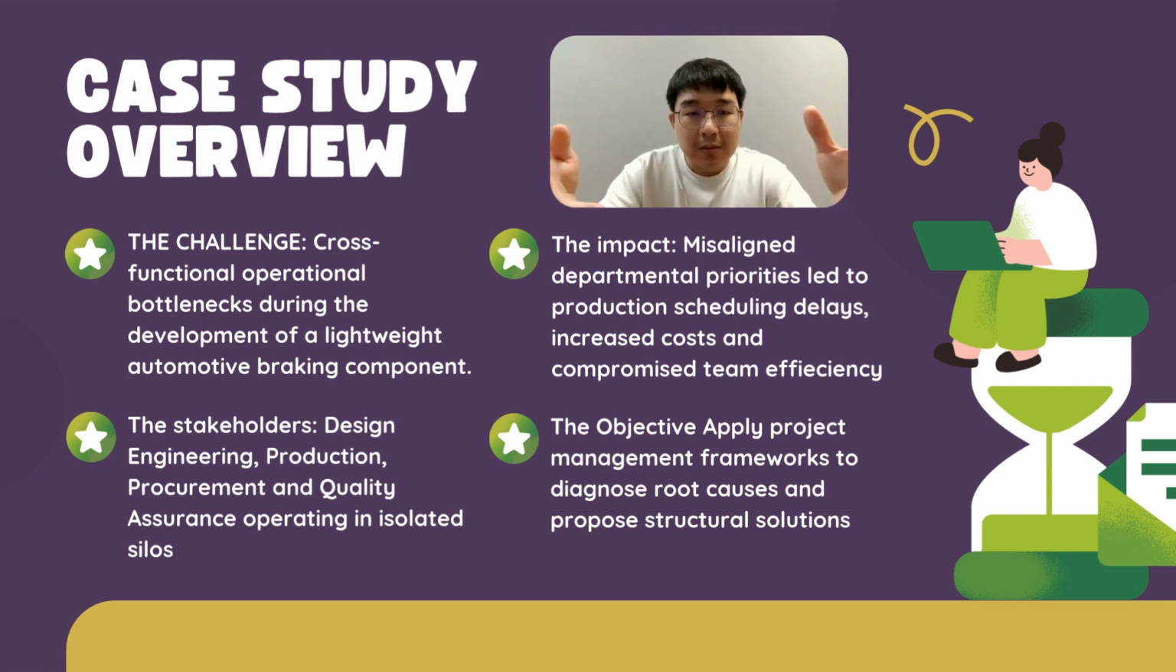This departmental misalignment led to severe impacts, including production scheduling delay, increased costs, and compromised overall team efficiency. Our objective was to apply project management framework to uncover these root causes and propose structural solutions. My personal contribution to this project focused on diagnosing operational friction through problem and conflicting requirement analysis.